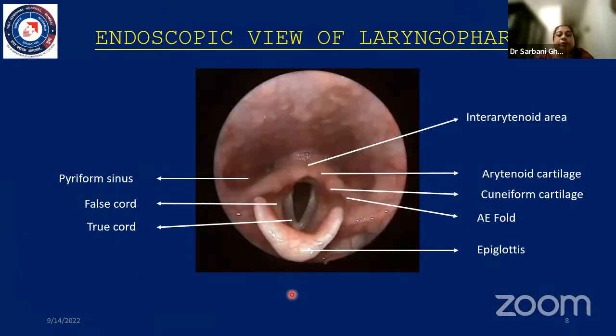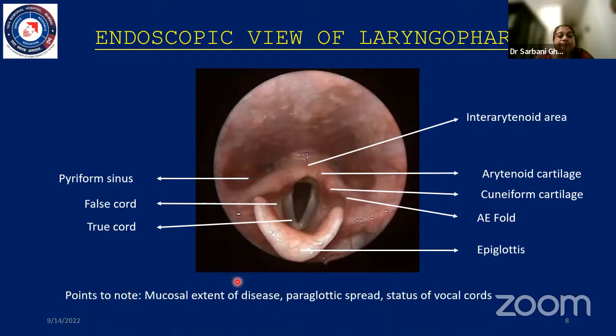This is, of course, an endoscopic view of the laryngopharynx. So you have the arytenoids, the interarytenoid area, the true cords, the false cords, and the paraglottic space, the epiglottis, the piriform sinuses on both sides. And we need to be aware of this. We need to know what exactly is happening, what exactly we are seeing, and what the structures involved are.